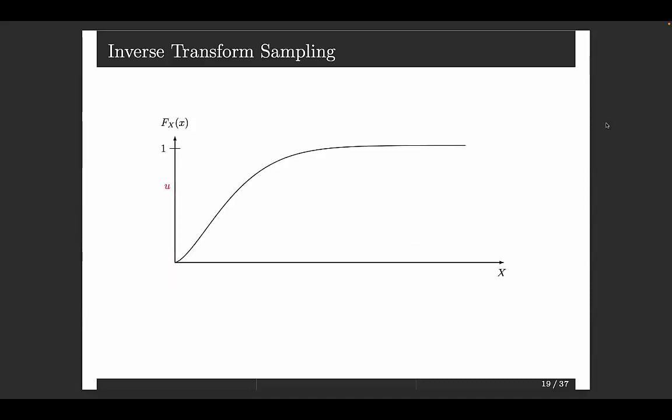To illustrate what this means, consider the following CDF. As you can see, it starts here at 0 and goes up to 1 asymptotically as x approaches infinity. Let's say that we produce a sample lowercase u, which is between 0 and 1. And because F of x is limited between 0 and 1, we can obtain the corresponding value of x, which is just F of x inverse evaluated at u.